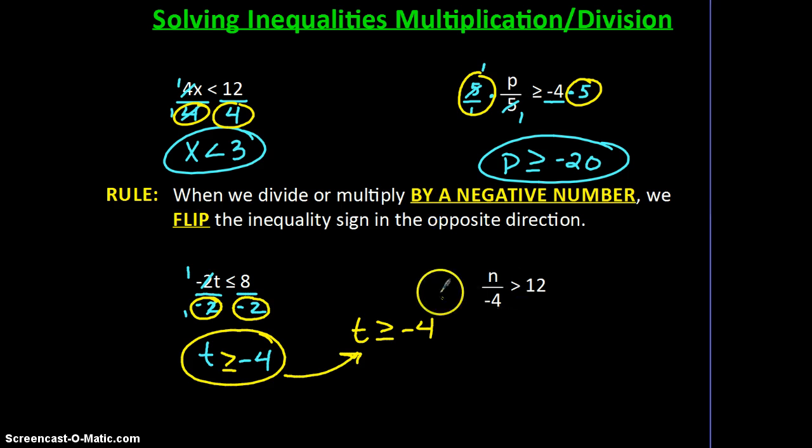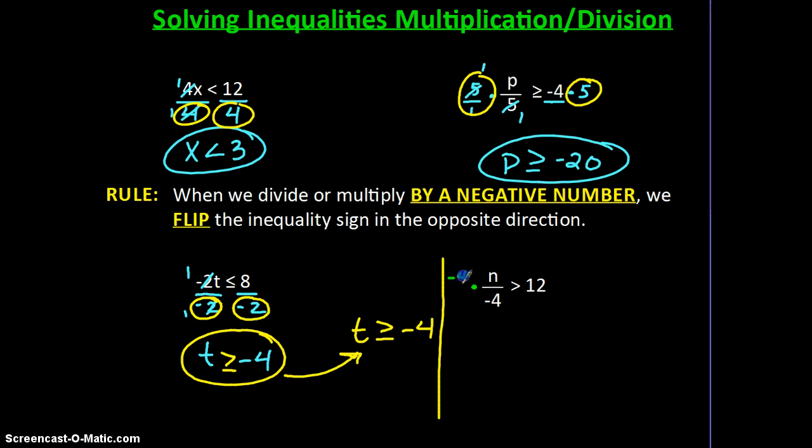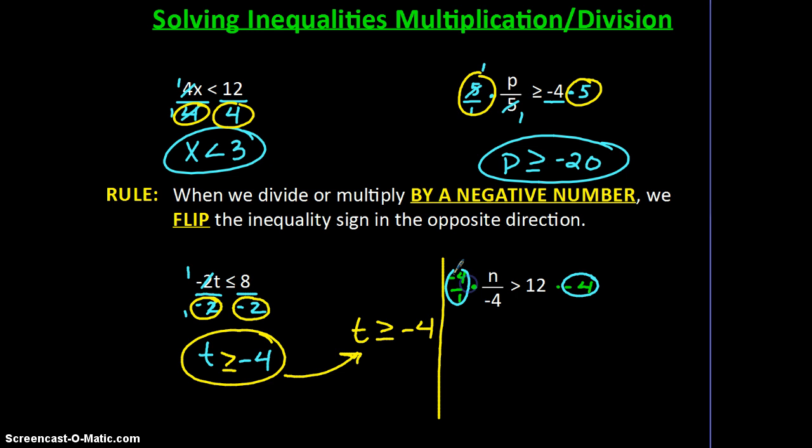Same thing applies to the next one over here. So in this case, now I'm dividing n by negative 4, so to get it to be a 1n, I have to multiply by negative 4. And I multiply the right side by negative 4 as well. Now again, am I multiplying by a negative number? Yes. It has nothing to do with what our answer is. It's if you multiply both sides or divide both sides by this negative number.